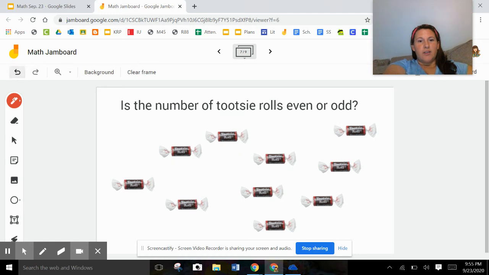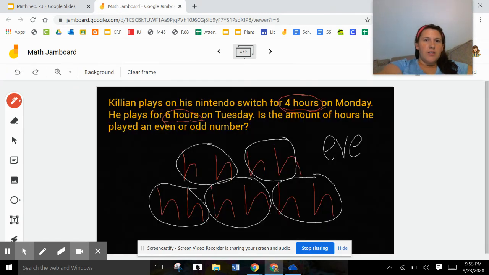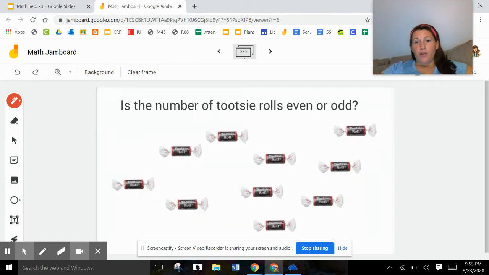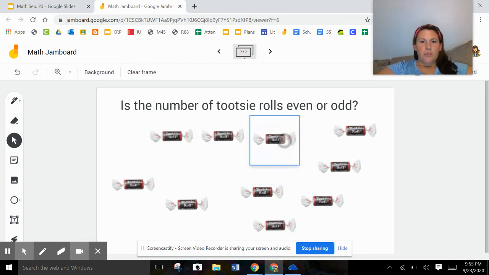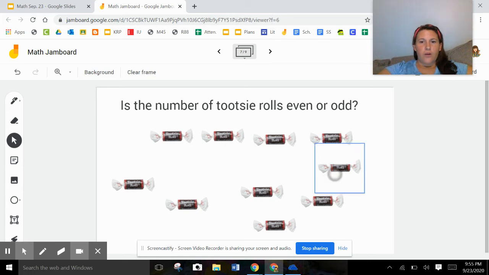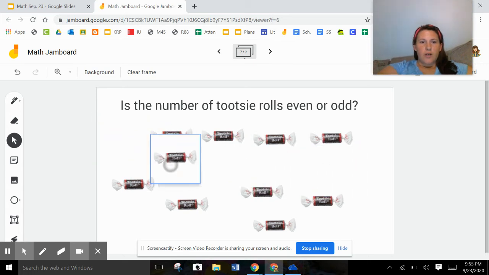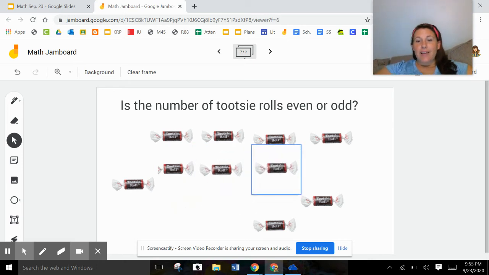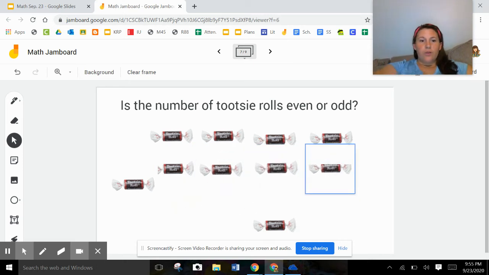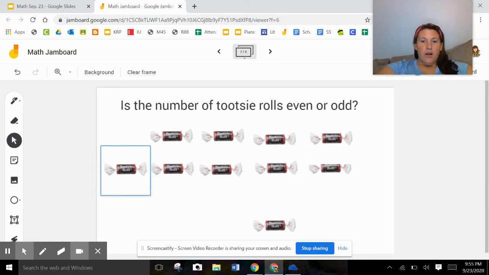Let's say we would do just how we would do our connecting cubes. They're in perfect little lines. So if we took these Tootsie Rolls and lined them up one by one in a row next to each other, we would have 2 even, equal groups of objects.